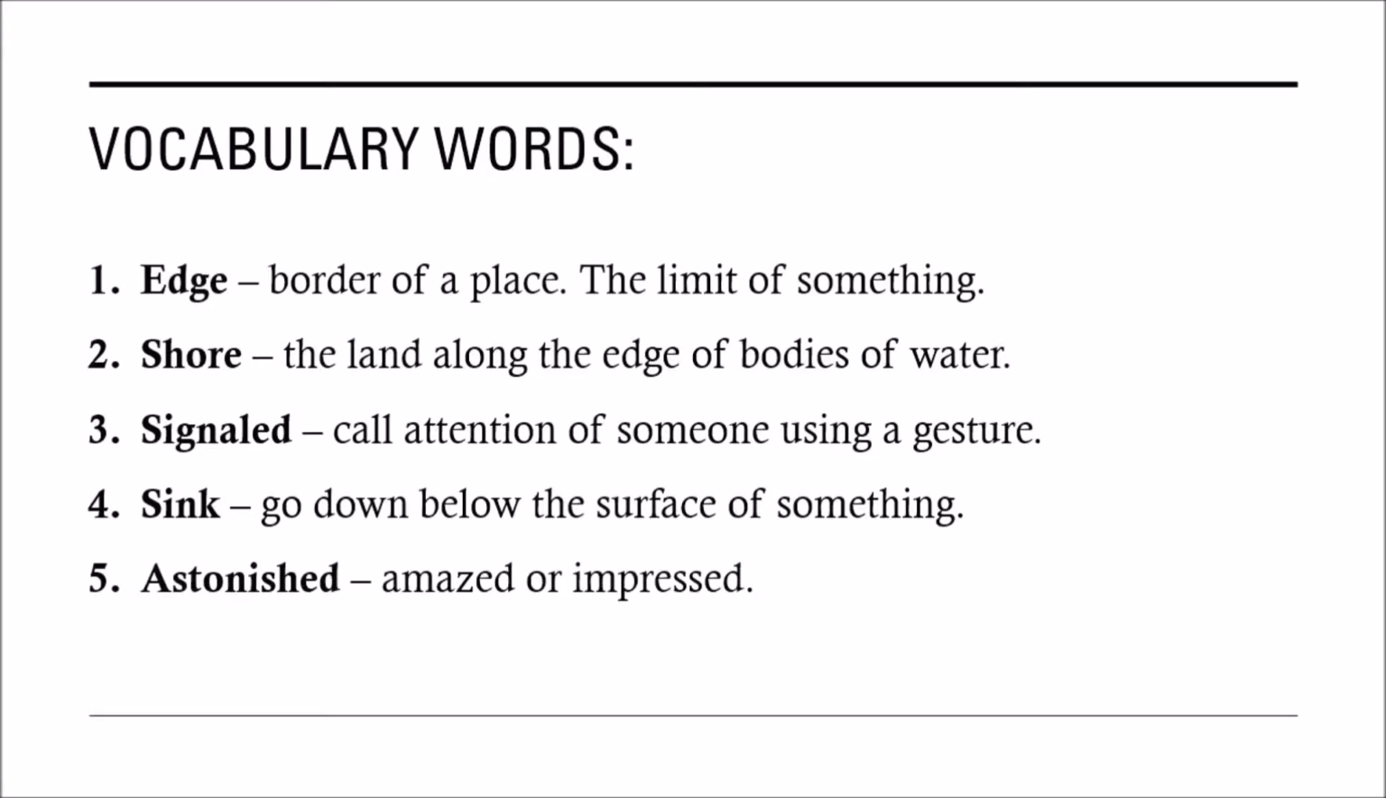Next, number 5. Astonished. When we say astonished, it means amazed or being impressed of something. Again, the first word, edge. Second, shore. Third, signaled. Fourth, sink. And fifth, astonished. Let's have the activity for the vocabulary words.